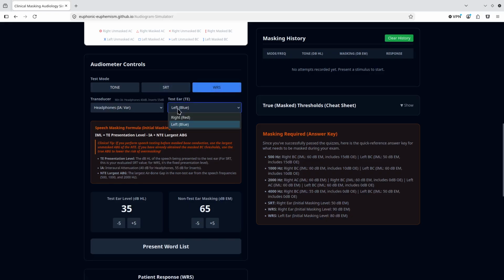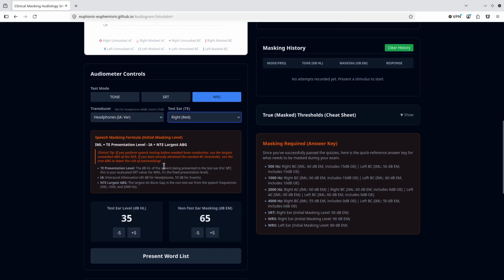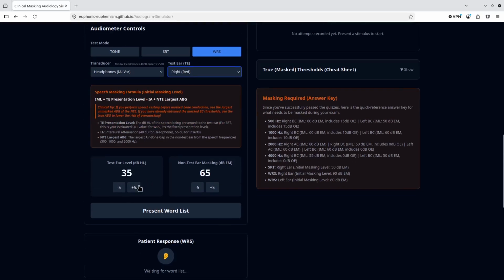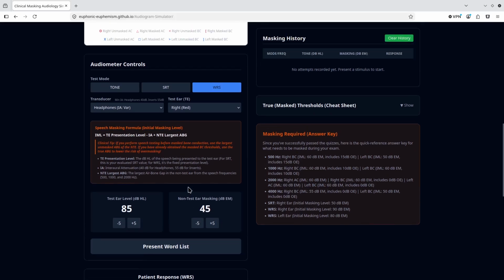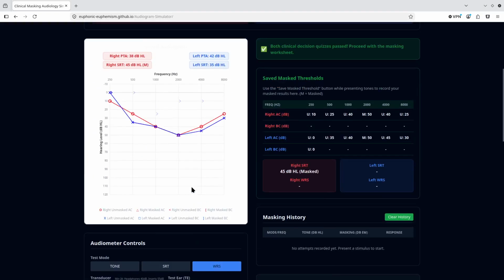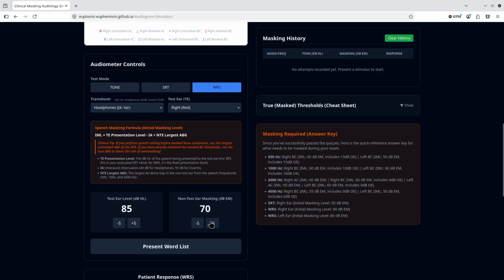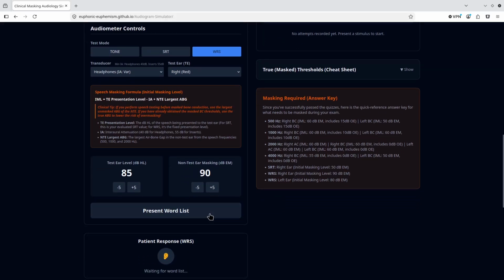So let's move on to word rec for the right ear. We have our presentation level at 85 dB. So let's move up to 85 dB for our word rec. And then we minus our intraoral attenuation of 40. So we're starting at 45 dB plus our largest non-test ear air-bone gap. And that largest non-test ear air-bone gap is, like we already said before, a 40 dB air-bone gap to add on there. So it's 85, plus a 5 dB safety factor. We might be getting into overmasking territory here.